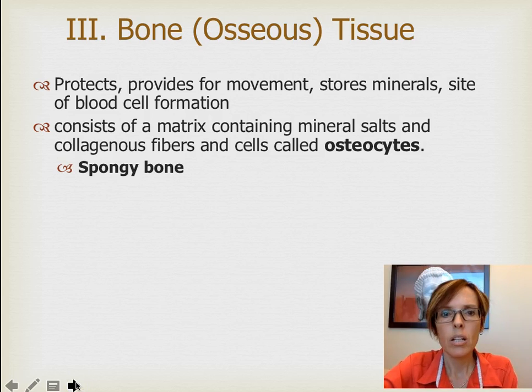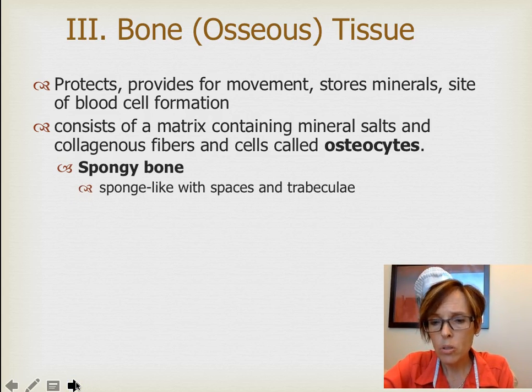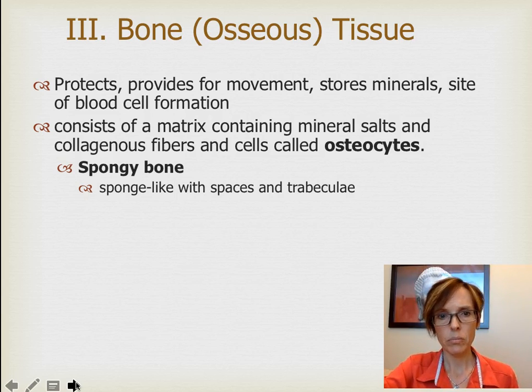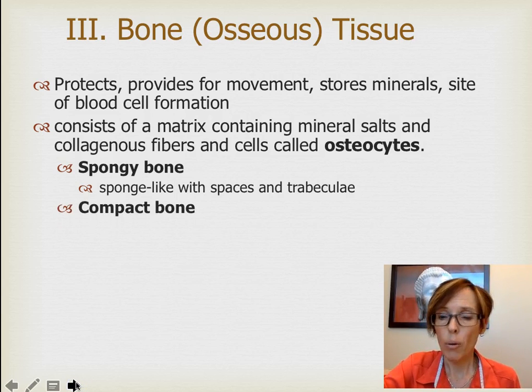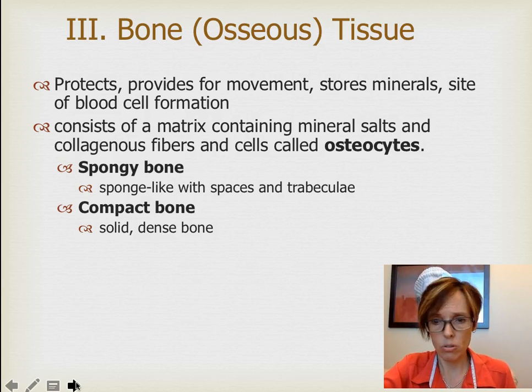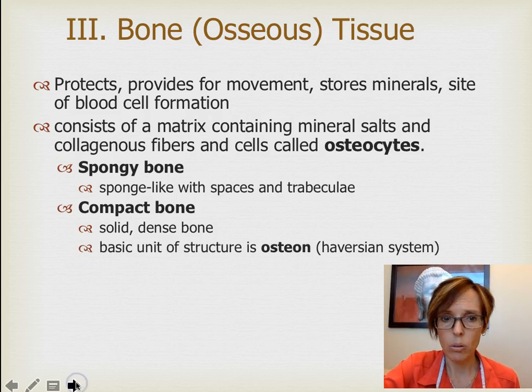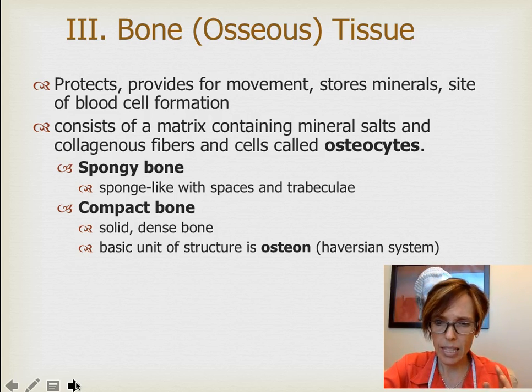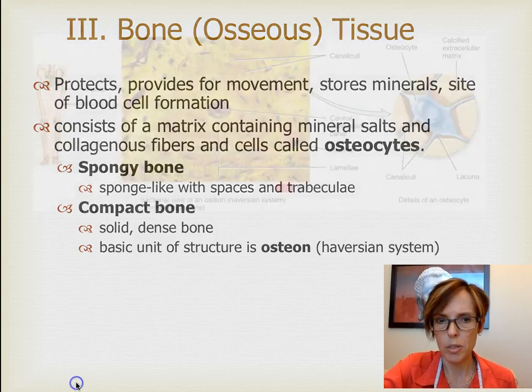Okay. So we can have either spongy bone, which basically looks like a sponge, hence we call it spongy bone, or we can have compact bone, which is just solid, dense bone. The basic unit of compact bone is an osteon. We'll get a lot more into that after this first exam, when we actually talk about bones more specifically.